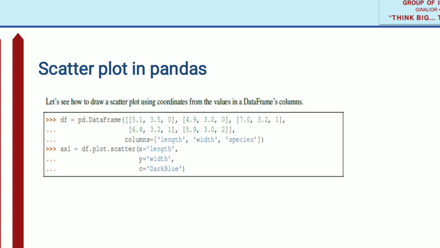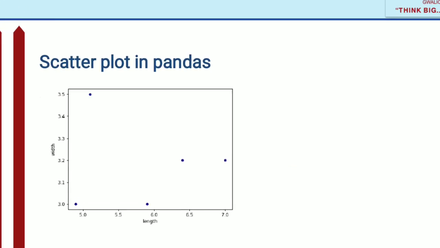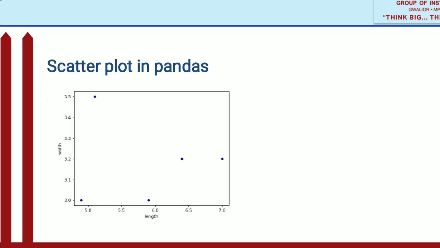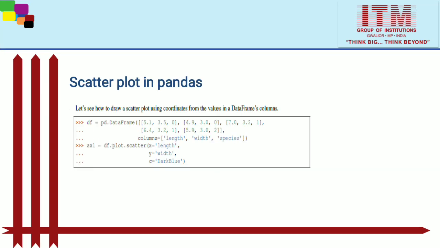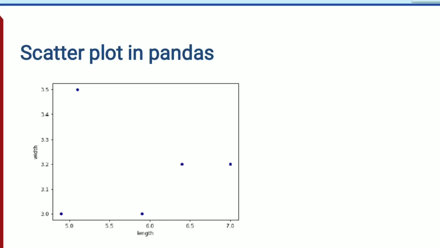Now when we see the diagram, as you can see, in the x-axis you have the length, and in the y-axis you have the width. And the color that we are getting is mentioned over here in the color, the dark blue. So these are the dark blue points that we are getting, and in this way we can compare these two columns, the length and the width. Are you getting my point?